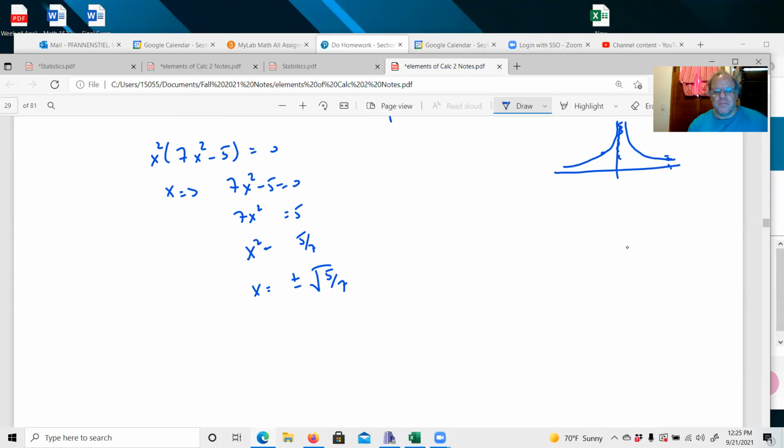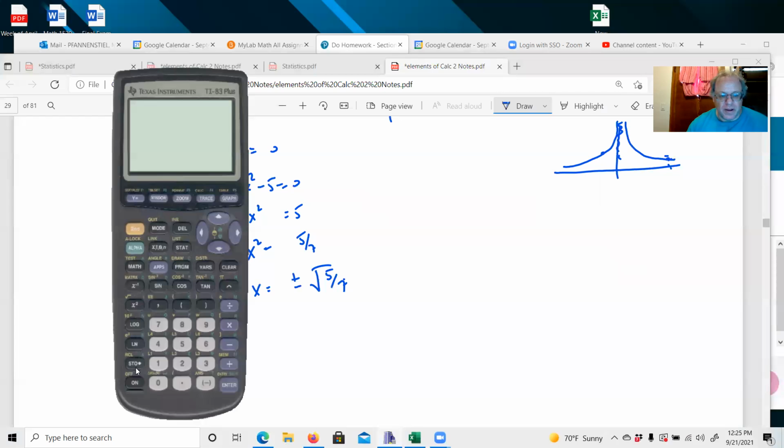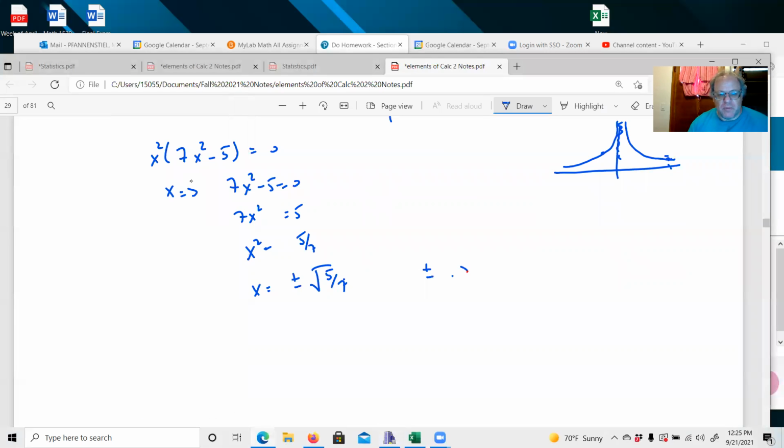Now, what is the square root of 5/7? I have no idea. So we're going to say 5 divided by 7 equals, and then take the square root of that, second function of that. You see this little ans thing, that's the previous answer. So it's plus or minus about 0.85. Is that going to happen before or after negative 1?